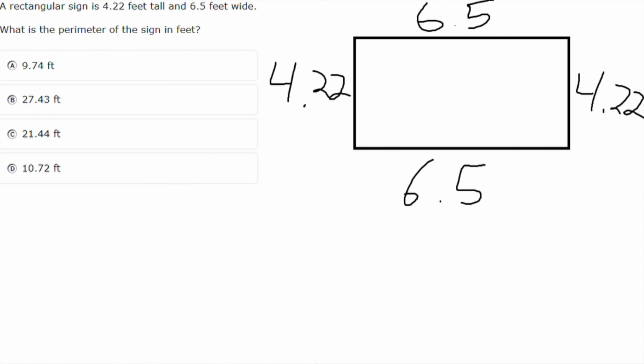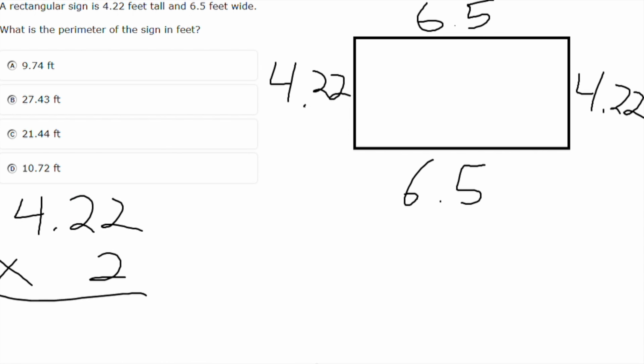You can add all of these up, or you can multiply the height by 2, the width by 2, and then add those two numbers together. So let's go ahead and multiply. We have 4.22 feet. 4.22 times 2 is going to get us a 4 here, a 4 here, and then 8. So we have 8.44. Then we're going to do the same thing with 6.5.